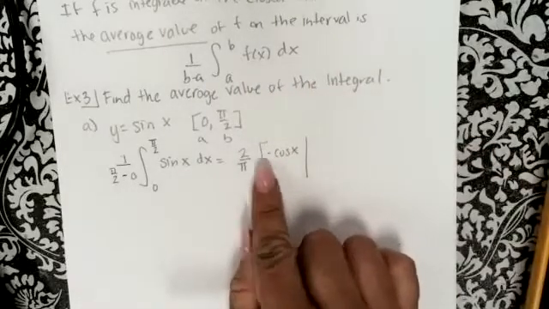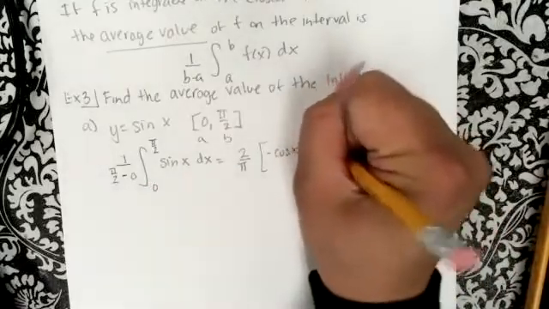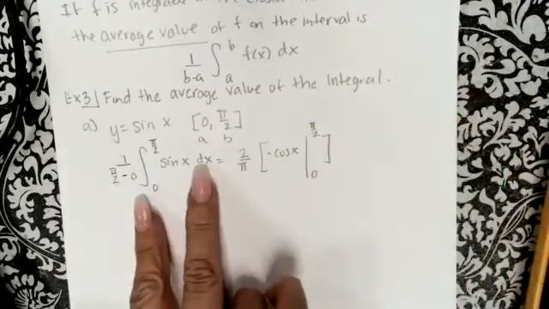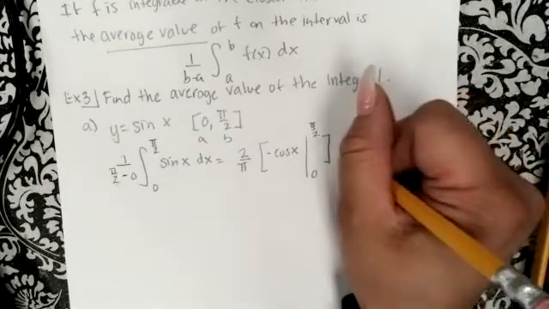Because the derivative of negative cosine is positive sine. Lower bound is 0, upper bound is pi halves. Make sure you take off the integral and the dx and you replace it with that line. I'm going to now plug in my upper bound and my lower bound.